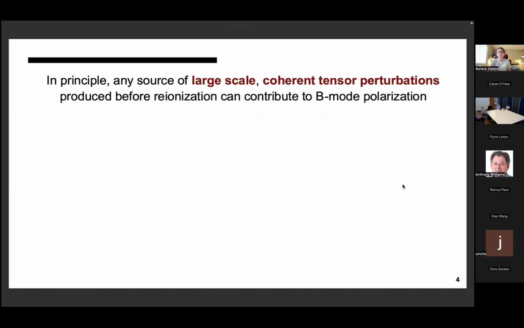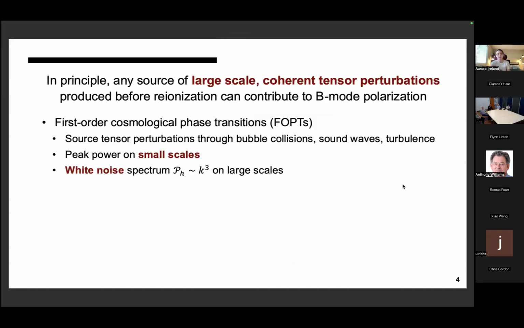However, in principle, any source of large scale coherent tensor perturbations, if produced before reionization, can contribute to the B-mode polarization. One source of tensor perturbations that people think about for gravitational waves is first order cosmological phase transitions. These generically source tensor perturbations in a few different ways. The first is bubble collisions. I'll talk about this more later, but first order phase transitions proceed via bubble nucleation of true vacuum in the metastable phase, and you get tensor perturbations when these bubbles collide and break spherical symmetry. Even after the collisions, you have fluid kinetic energy propagating sound waves, which source tensor perturbations, and turbulence does as well. So first order cosmological phase transitions are another source of tensor perturbations.